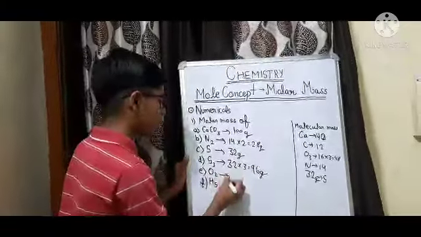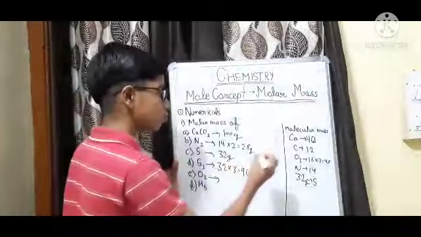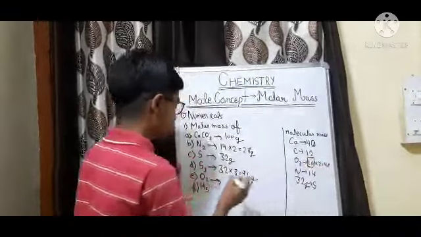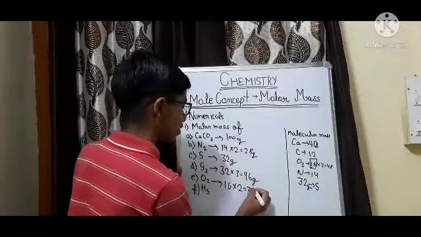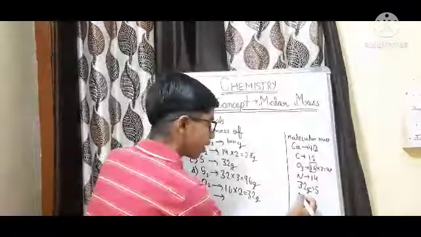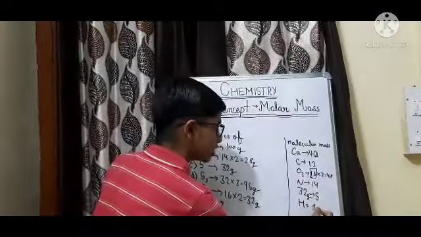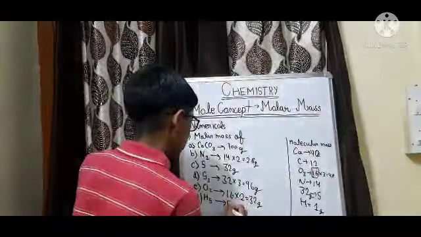Okay, so now I will be talking about O2. So what will be the molecular mass of O2? If we talk about O2, of one single O it is 16. So 16 into 2, which is equal to 32 grams. And the last one is H5. Of hydrogen, the molecular mass of a single atom of hydrogen is 1 gram. So 1 into 5, that is 5 grams.